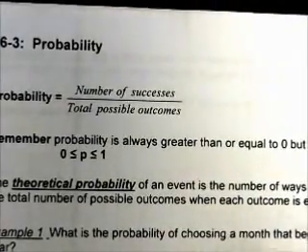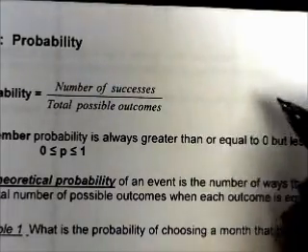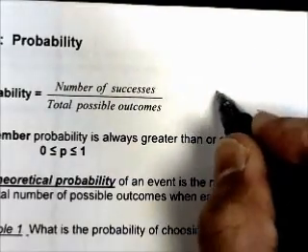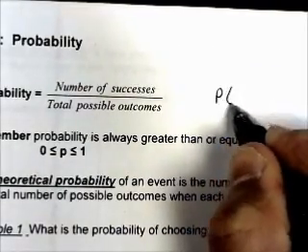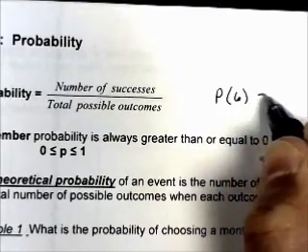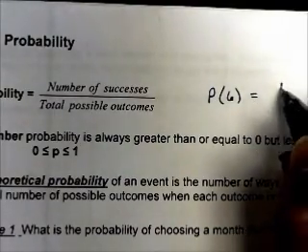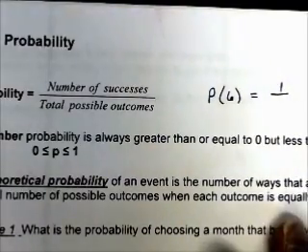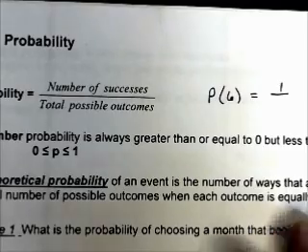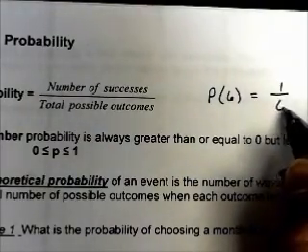For example, if you take rolling a die, a single die, what's the probability of rolling a 6? All right. Well, how many 6s are there on the cube of a die? There's only one. And what are all your possible outcomes? There's a 1, 2, 3, 4, 5, or 6. So that would be 1 out of 6.